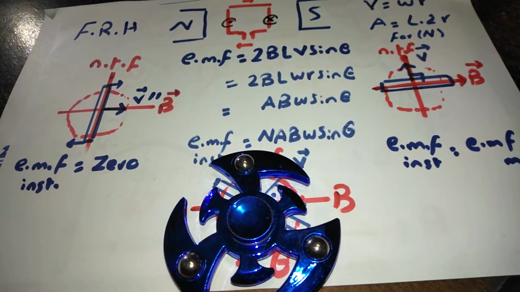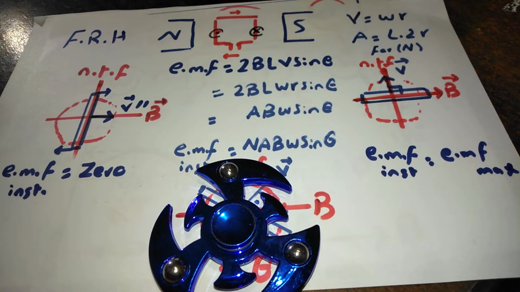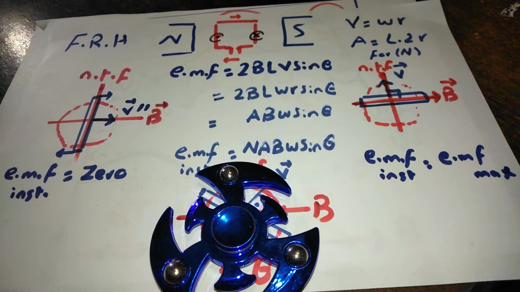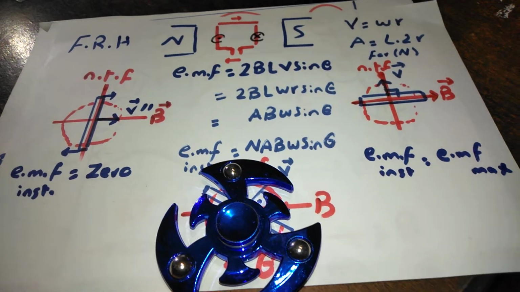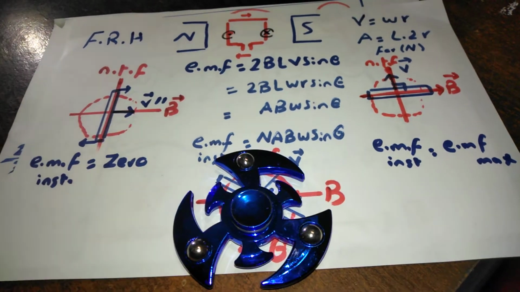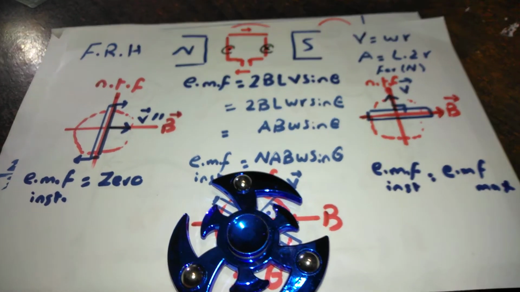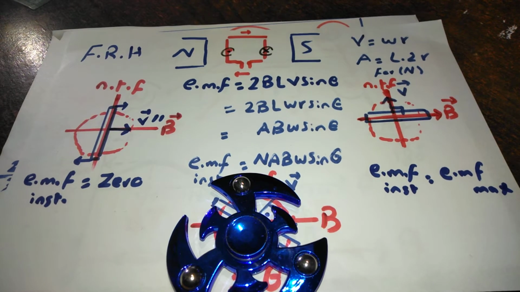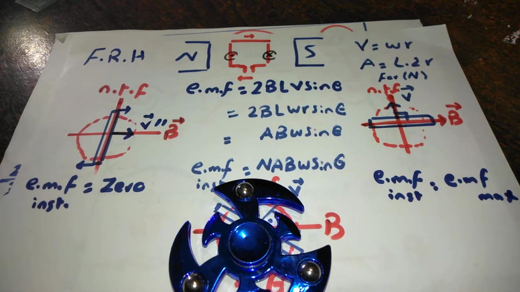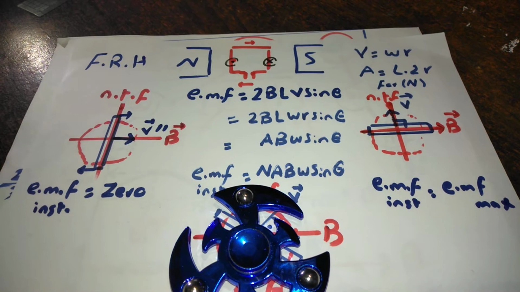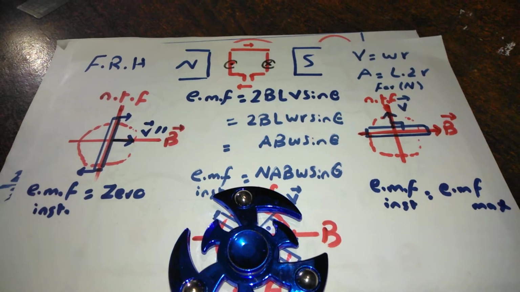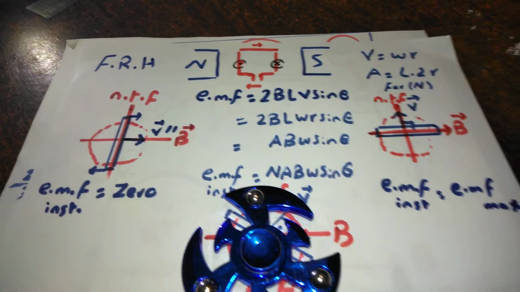Bismillahirrahmanirrahim. Today we are going to discuss the lesson of the electric generator, which is the dynamo. Let's start. A dynamo is a device that converts kinetic energy into electric energy.